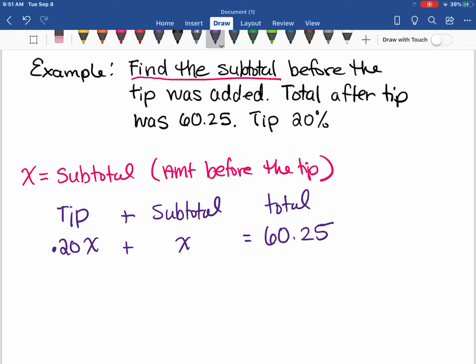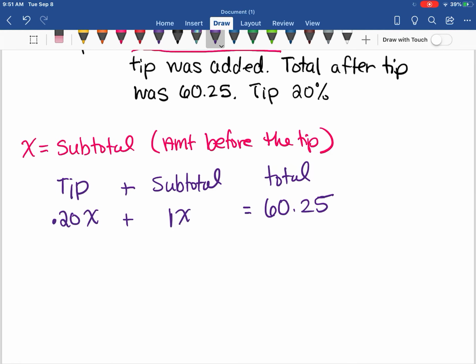So the tip is 20% of whatever my x is. I want to add it back to my x, and then that will give me my final total. Now, even though we don't always write it in there, remember, there is a 1 here. So when I combine my x's together, I'm going to get 1.20x. I have to add the 1 and the 0.20 to combine my x's, and that's going to give me 60.25. Then I have to divide both sides by 1.20 to get x.